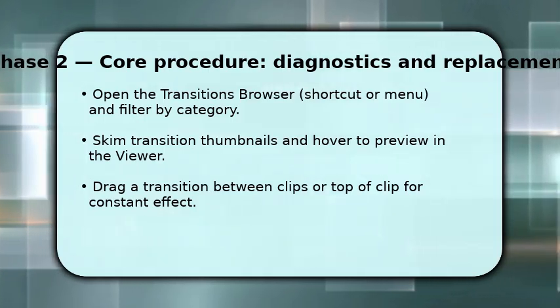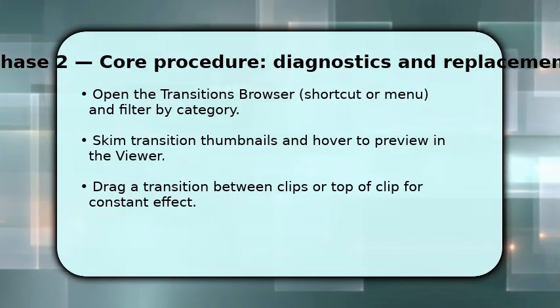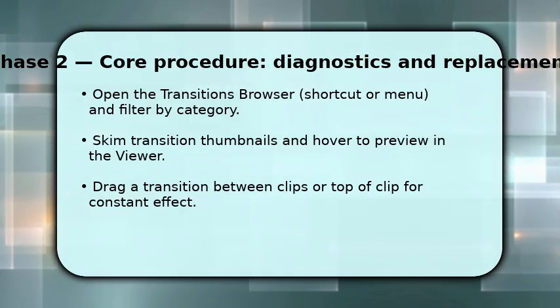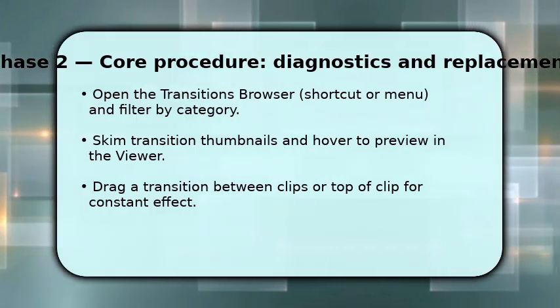Drag the chosen transition directly between two clips to apply a standard cut-affecting transition or onto a clip for a compound effect. Make sure the clips have sufficient handles. If not, extend them in the timeline.